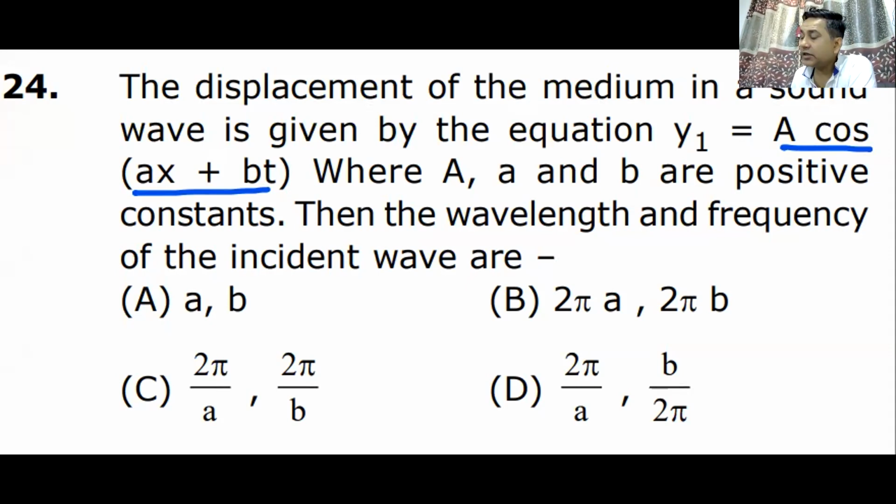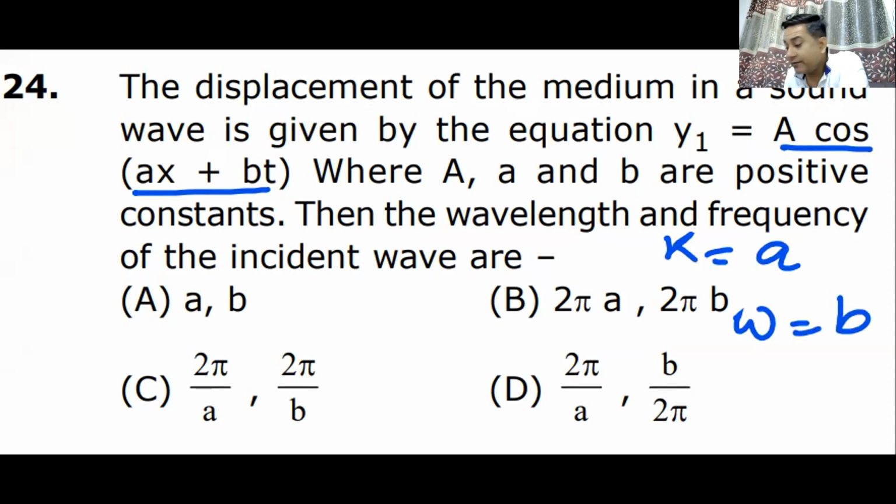equate it to the wave equation, the value of k becomes equal to a and the value of omega becomes equal to b. Remember, k is 2 pi by lambda. So lambda becomes 2 pi by a. Omega is 2 pi f. So f becomes omega by 2 pi, and therefore the correct option is option D. Do we understand this? Yes or no? Well done.